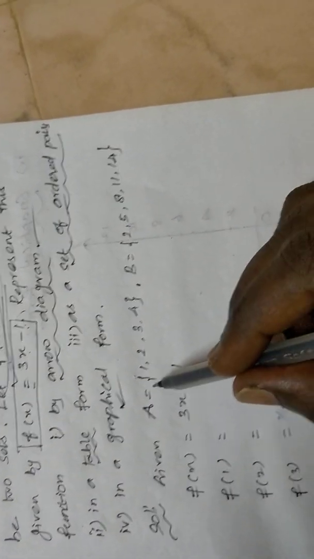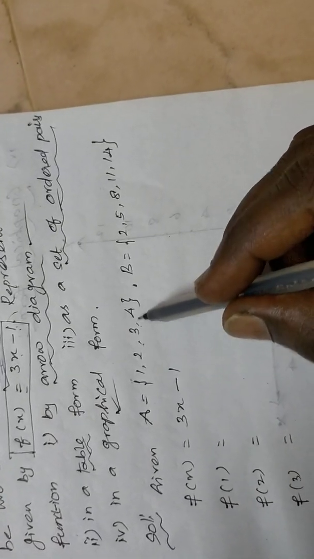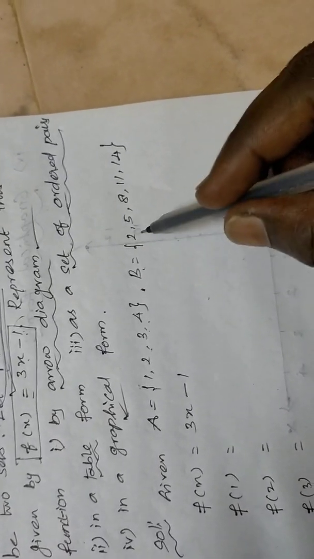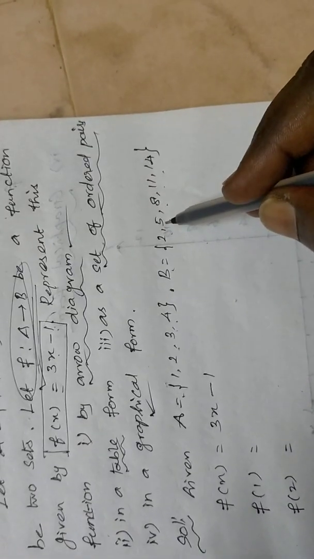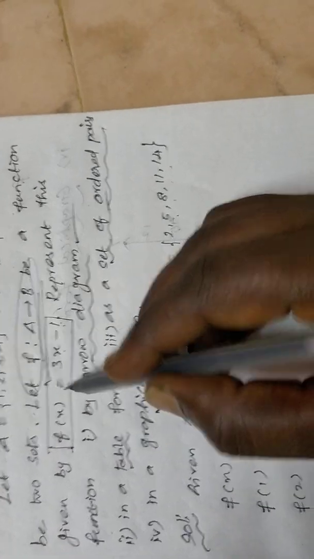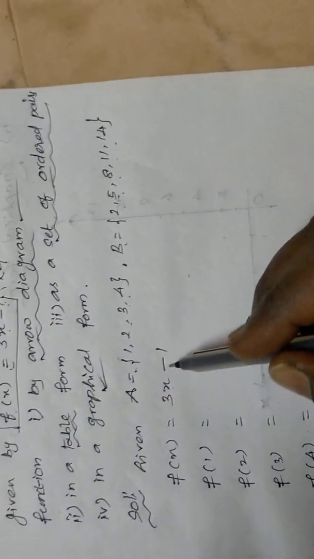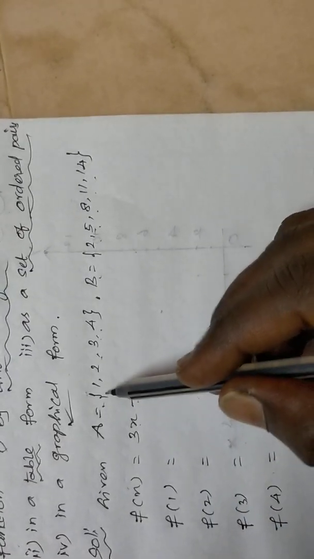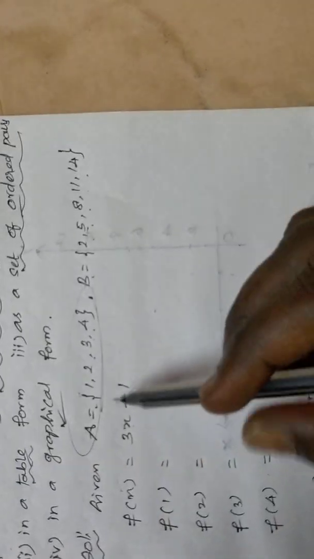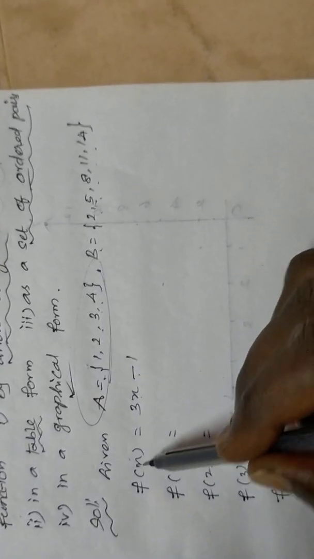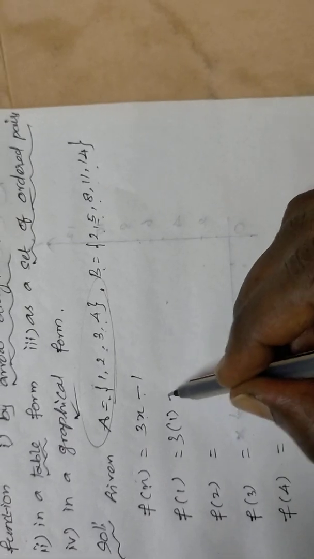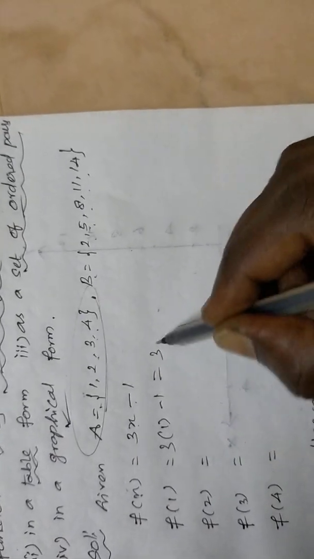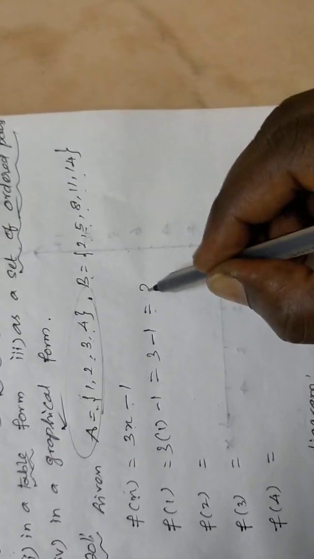So given A equal to 1, 2, 3, 4 and B equal to 2, 5, 8, 11, 14, the function is f of x equal to 3x minus 1. Then we substitute the values of set A for x. First, x equal to 1. So f of 1 is 3 into 1 minus 1. 3 into 1 is 3, minus 1 equal to 2.